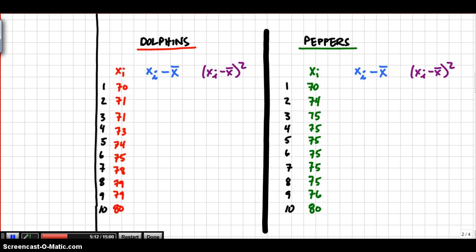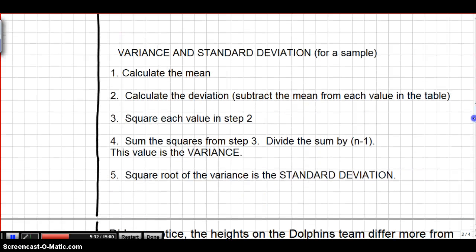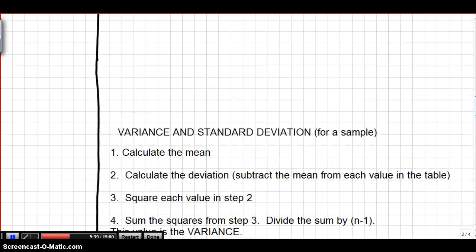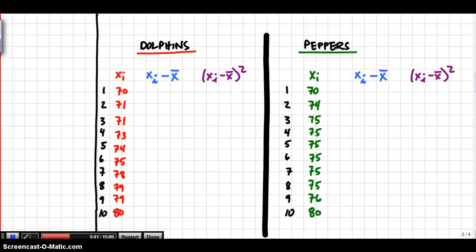So basically all I did here was I took the dolphin team heights from the dot plot and I listed them vertically. And I'm going to call those my data, or x sub i. Before we start calculating the rest of the information here, I'm going to show students the steps involved for calculating standard deviation. The first thing you should do is calculate the mean. On this question, we've already done that. For the dolphins, we know that the mean was 75.